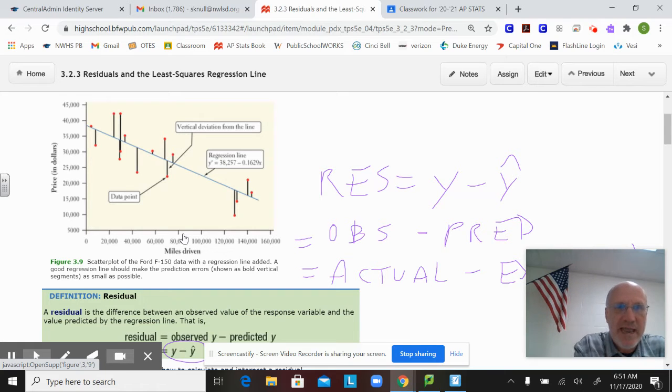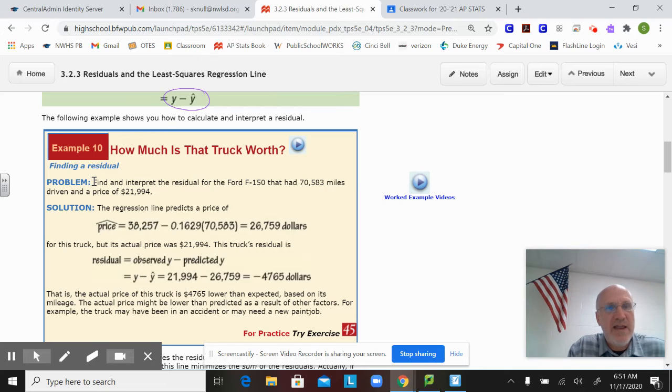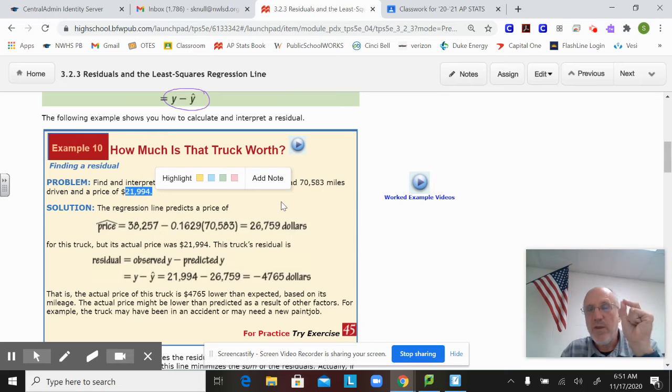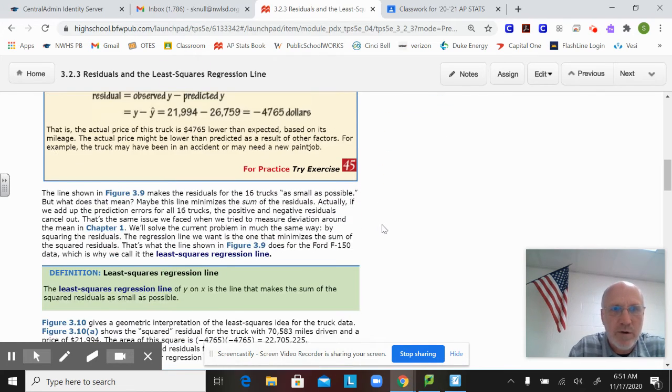So for instance, let's look at an example down here that will make it easier than me just picking one. It says, find and interpret the residual for the truck that had 70,583 miles and a price of $21,994. Now, the first thing you'll notice is that if I'm going to give you an entire scatter plot and say find the residual, that question doesn't make sense. You're finding a residual for one particular ordered pair. Now, you can do it for every ordered pair if you want to, but a residual is: here's one particular ordered pair, find the residual. So this one wants the 70,583 and 21,994.